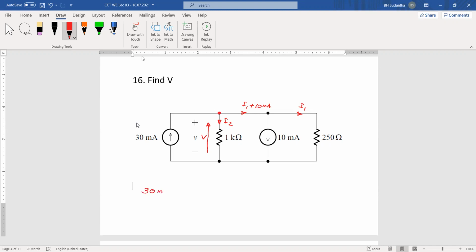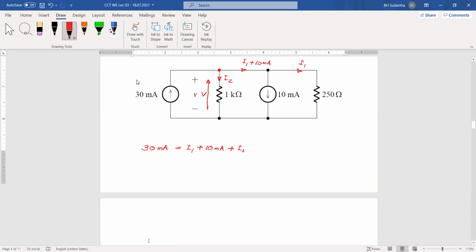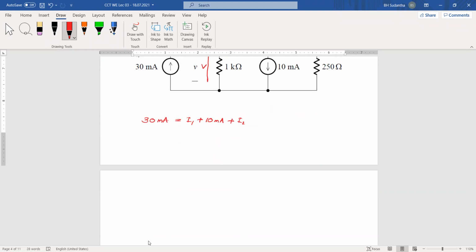Considering this node, 30 milliampere is the incoming current. 30 milliampere equals I1 plus 10 milliampere plus I2. Then this gives us I1 plus I2 equals 20 milliampere. This is equation 1. Is it okay?